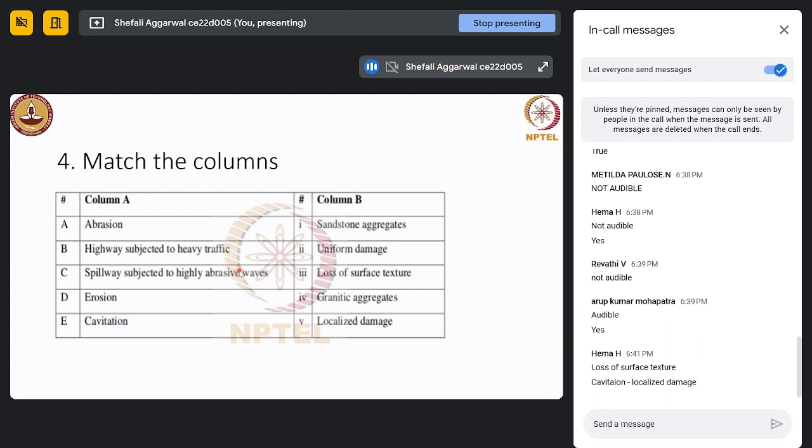Loss of surface texture is cavitation, localized damage. Okay, right. Cavitation, localized. Okay. So cavitation, you are telling localized damage as well as surface texture. Yes, highway subjected to heavy abrasion gives loss of surface texture.